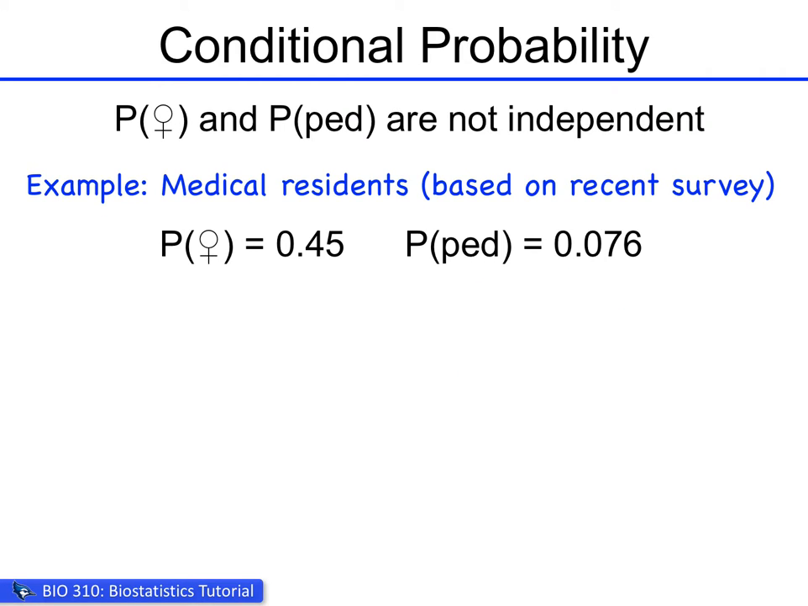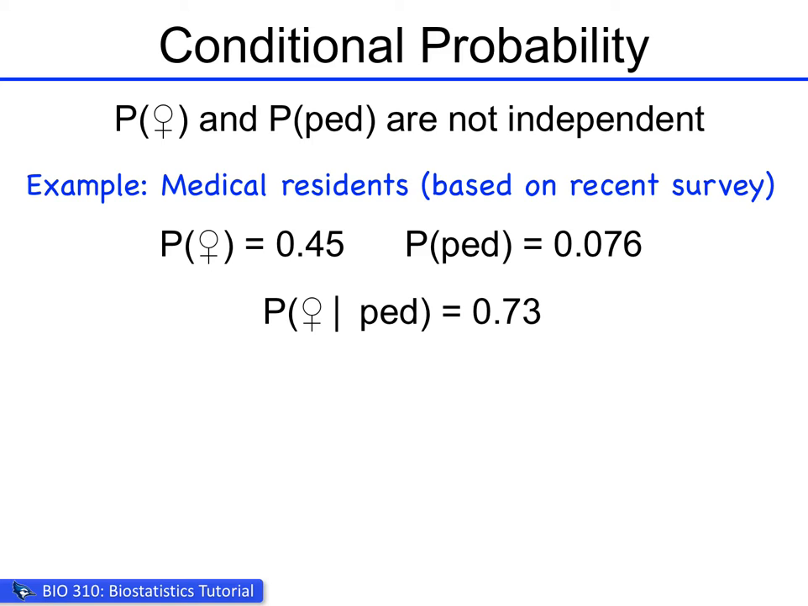Okay? So the probability of being a female resident and being a pediatrician are not independent of each other. So what we need to know is the conditional probability, which we have in the form of the likelihood of being a female given that you are a pediatrics resident. Notice this notation that I'm using here to indicate the probability of being a female given that you're a pediatric resident. So the probability of A given B. And from these data, we know that this number happens to be 0.73.